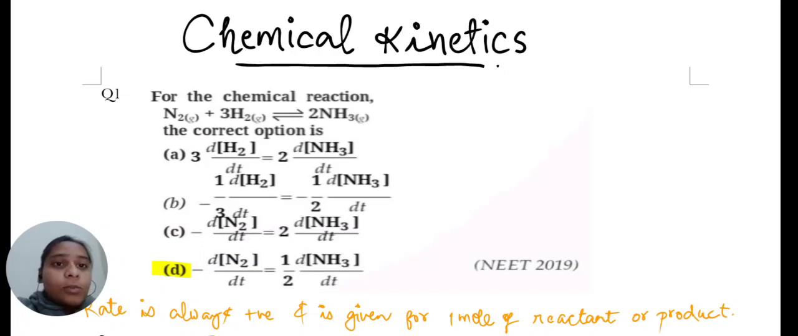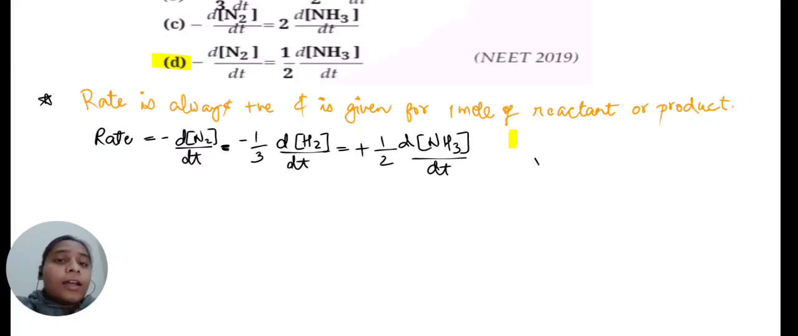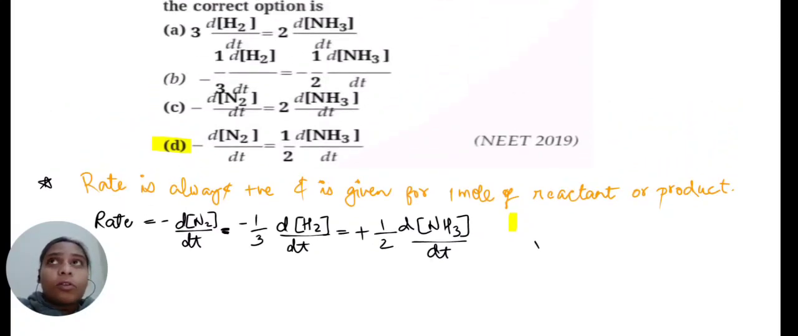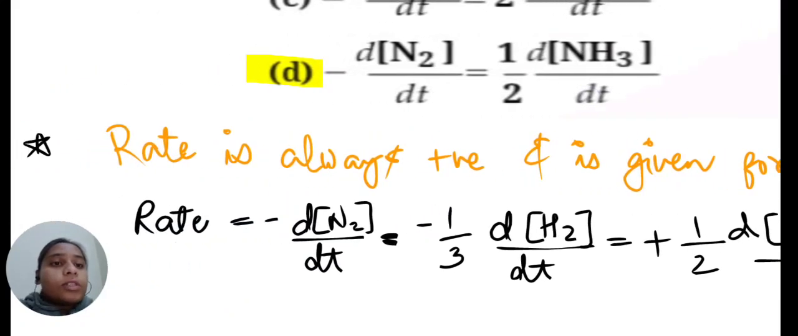Now, in this question, we have to find the rate of the reaction. So, to solve this question, we need to know two things about rate. First thing is that rate is always positive and rate is given for 1 mole of reactant. Now, as we all know, rate is change in concentration per unit time. For concentration, we use these square brackets.